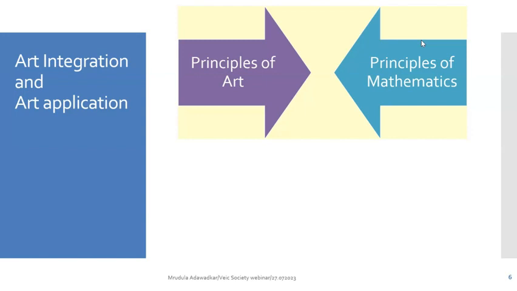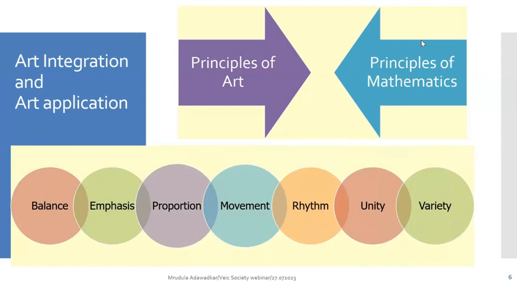but principles of art are not definitely different from these principles. If we try to enlist the principles of art, this can be the principle of any art: balance, emphasis, proportion, movement, rhythm, unity, and variety. How do we see them in mathematics? How do we see them in art? How can we integrate them together? How can we show the points where these two things intersect each other? I'll be giving examples for each principle of art and how it is related to mathematics, so that we will be able to understand.